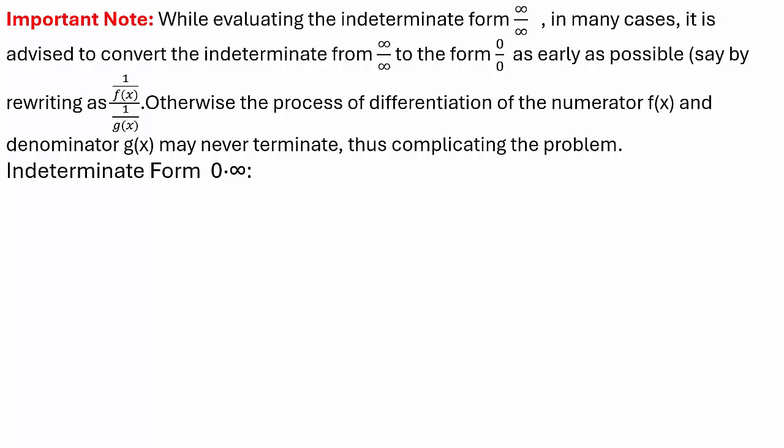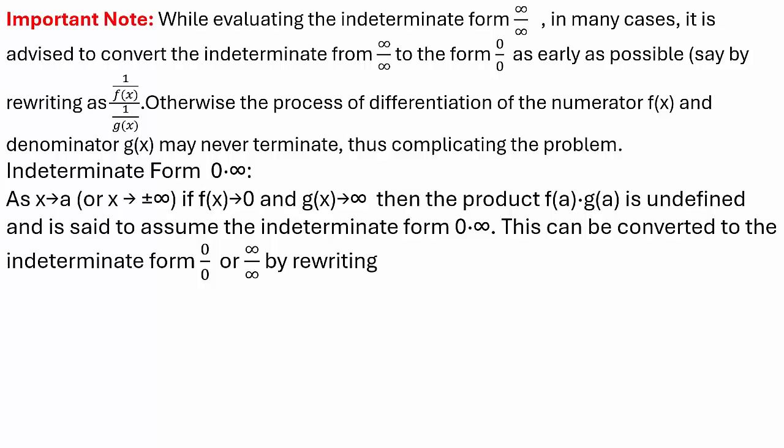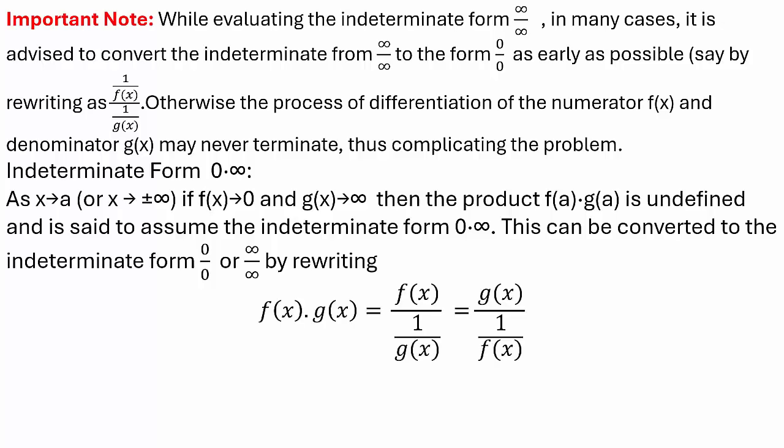Next form, the form 0 times infinity. As x tends to a or x tends to plus or minus infinity, if f(x) tends to 0 and g(x) tends to infinity, then the product f(a) times g(a) is undefined and is said to assume the form 0 times infinity, which is an indeterminate form. This can be converted to the indeterminate form 0/0 or infinity/infinity by rewriting f(x) times g(x) as f(x) divided by 1/g(x), or g(x) divided by 1/f(x), and applying L'Hospital's rule.